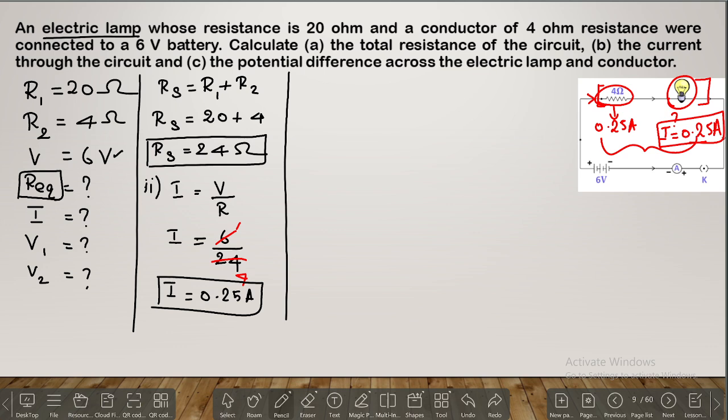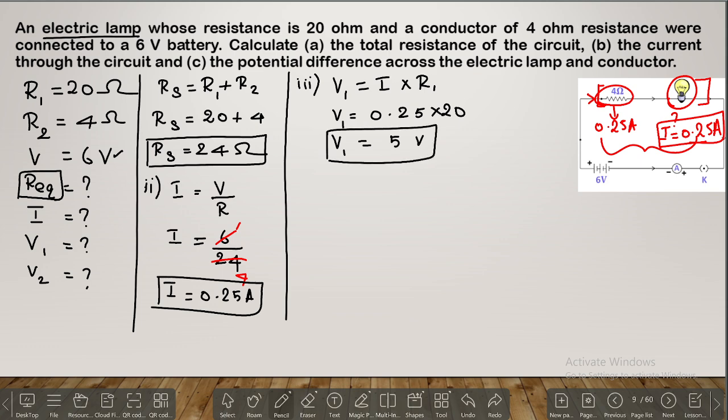Now third, we will try to calculate the potential difference. What is the formula to calculate the potential difference? V1 is equal to I into R1. What is the value of I? 0.25 into, what is the value of R1? 20 ohm. If you are multiplying these two numbers, we will be getting the answer as 5 volt. So what is the value of potential difference across the conductor alone? The potential difference across the conductor is going to be 5 volt.